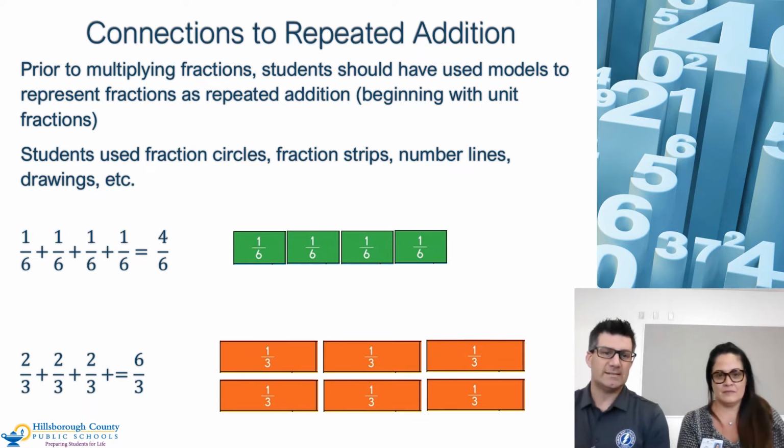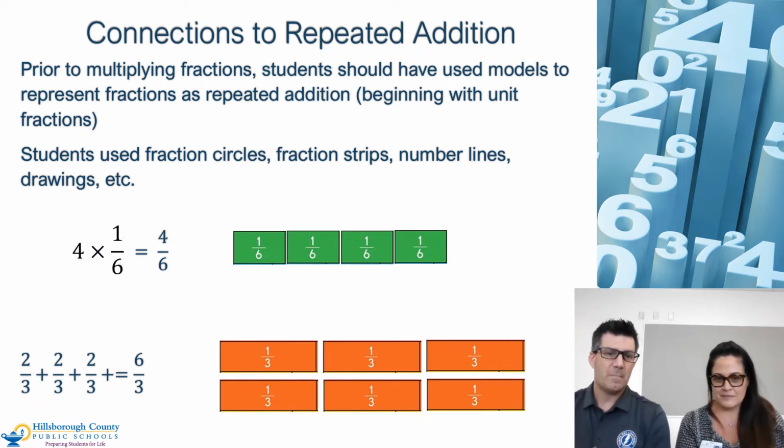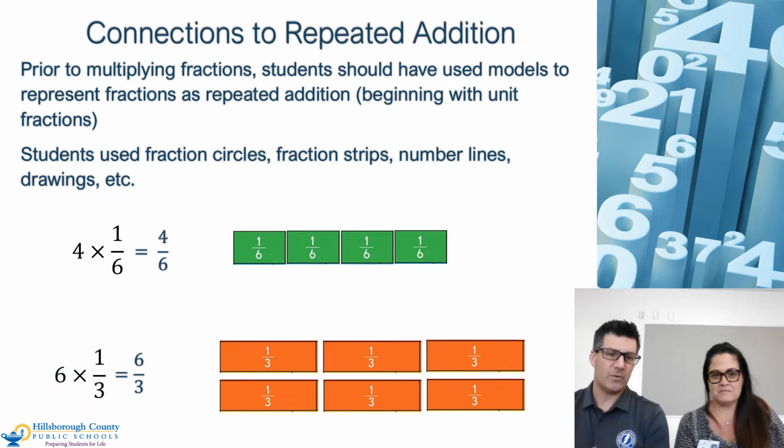So with 4/6, we can have that repeated addition of that unit fraction, 1/6 plus 1/6 plus 1/6, as you see. But now we can represent that as 4 groups of 1/6. Or same thing with 6/3, 6 groups of 1/3. Ultimately, we want the kids to recognize 4/6 is made up of 4 groups of 1/6.